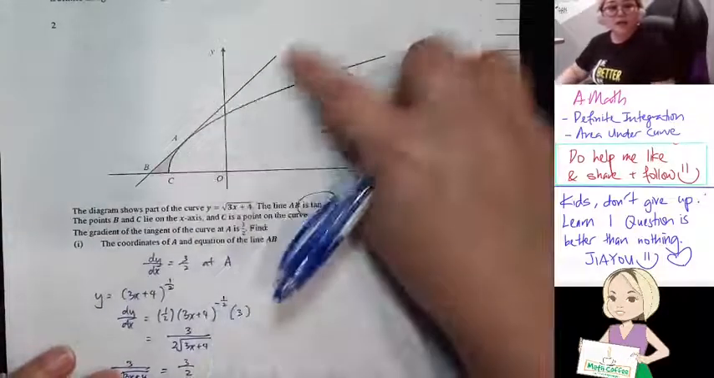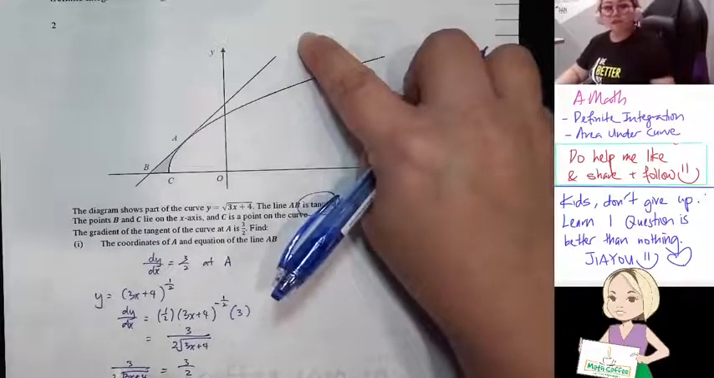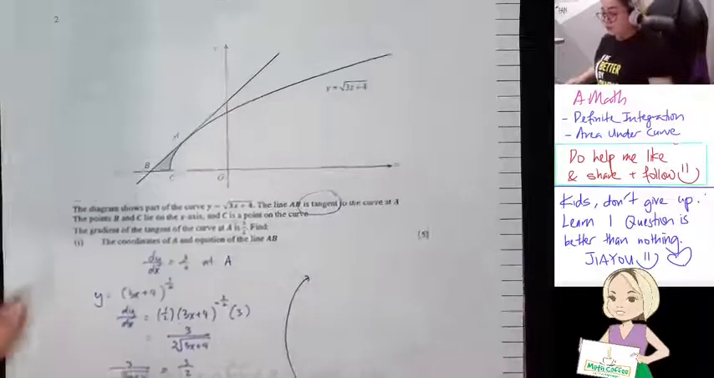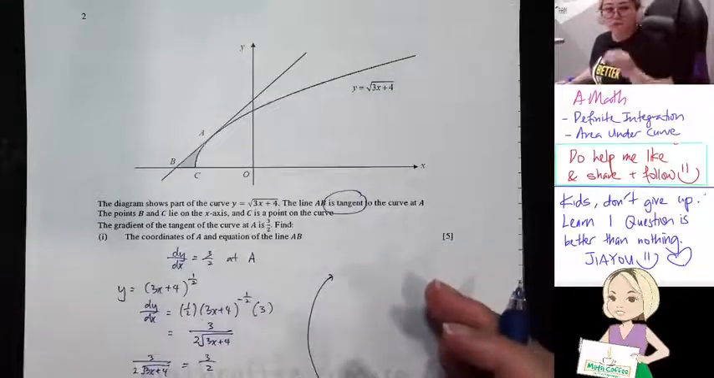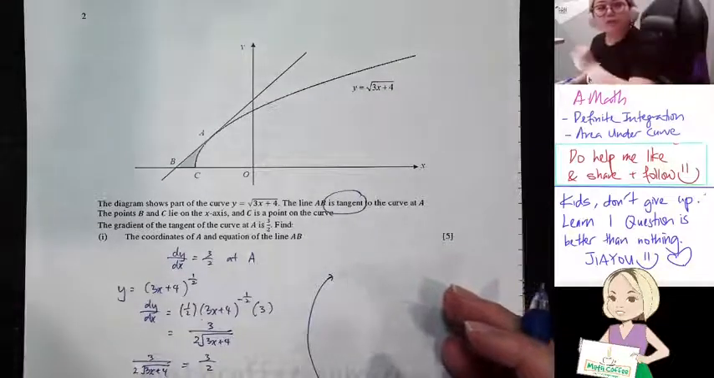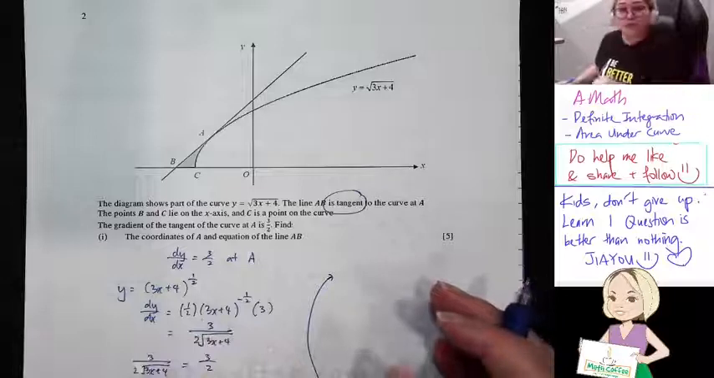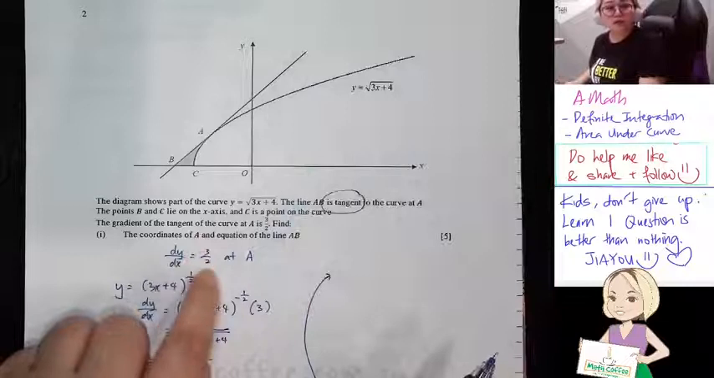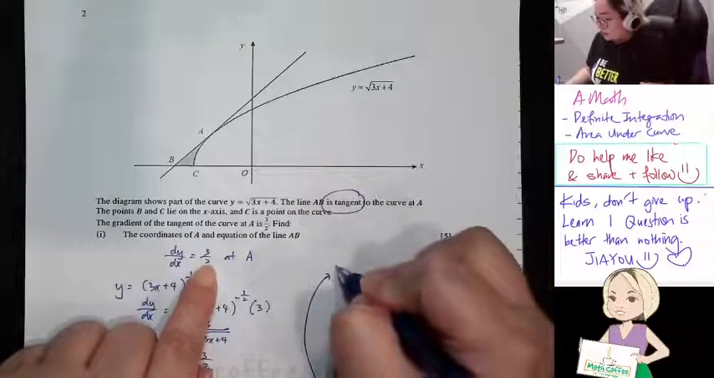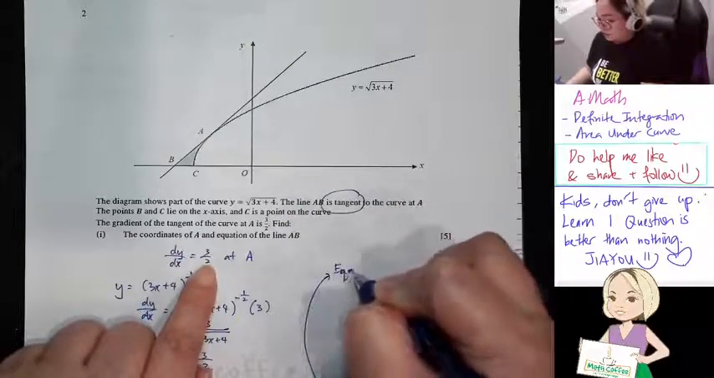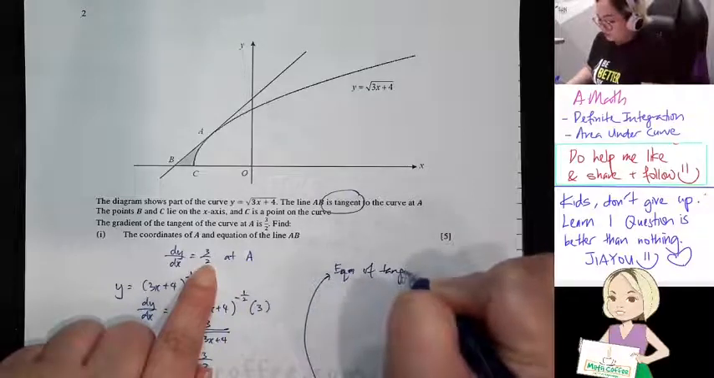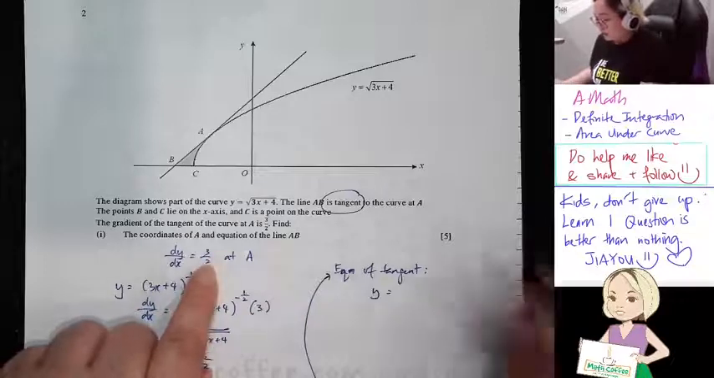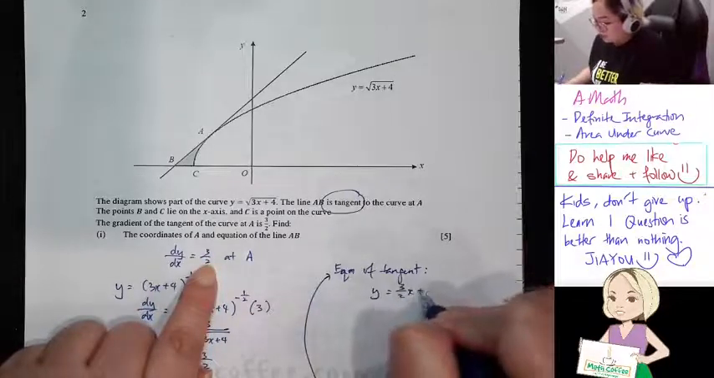They tell us that this is the tangent line. To find the equation of the tangent line, it is y equals mx plus c. Do we have the gradient of this tangent line? Yes, we do. They already give it to us over here. So my equation of the tangent line will be y equals mx plus c. My m is here, so y equals 3 over 2 x plus c.